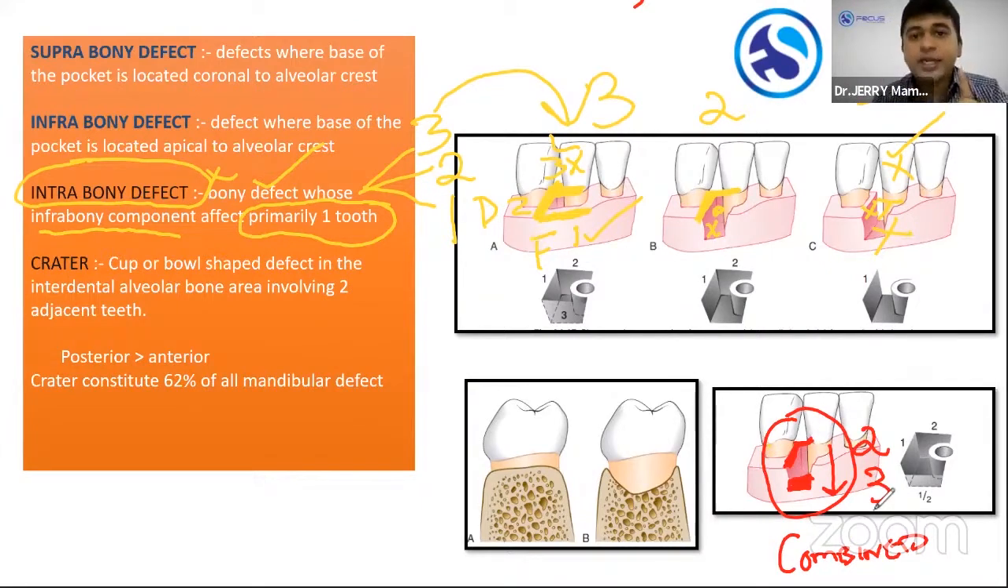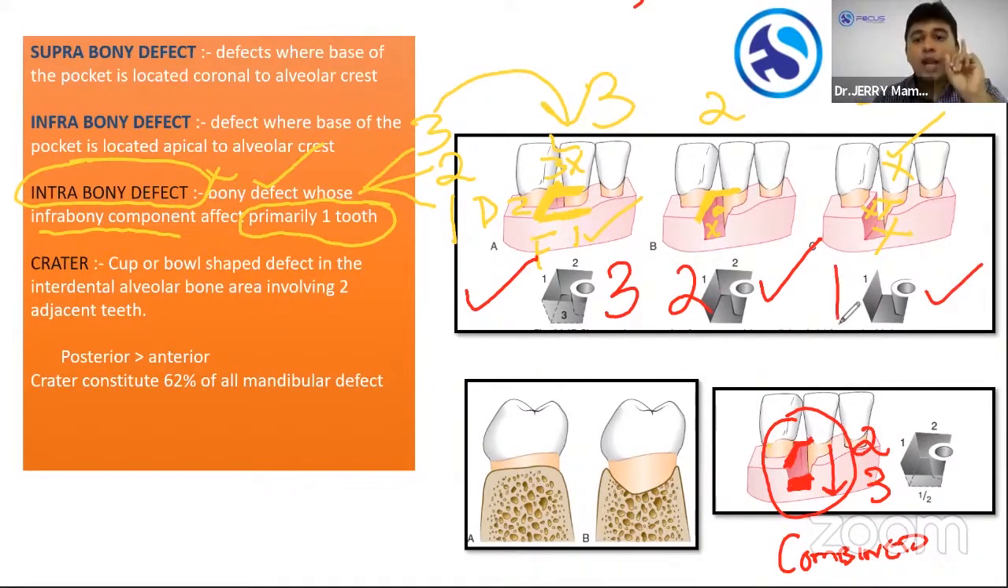Okay, so now we studied the three-wall defect, where three walls are remaining, the two-wall defect, where two walls are remaining, and the one-wall defect, where one wall is remaining. Is this clear? And then you have the combined defect: two walls at the top, at the coronal end, and three walls towards the apical end. So there is a combination of two defects, and it is called a combined defect. Is this much clear?